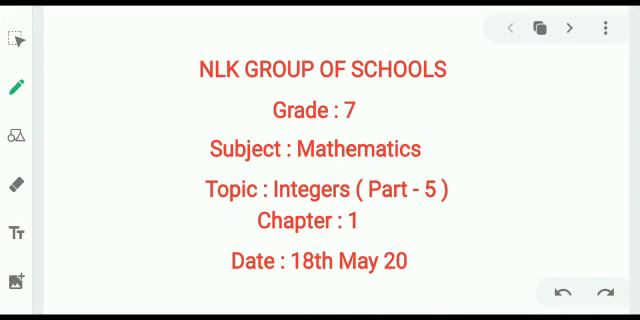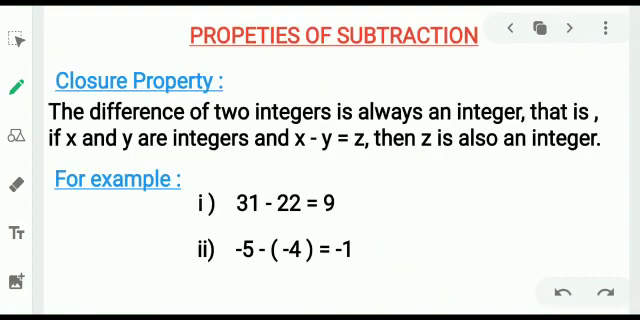Today I am going to start part 5 video of chapter 1, integers. Students, in this video we are going to learn the properties of subtraction. In my previous video I told you the properties of addition. Now we are going to learn the properties of subtraction.